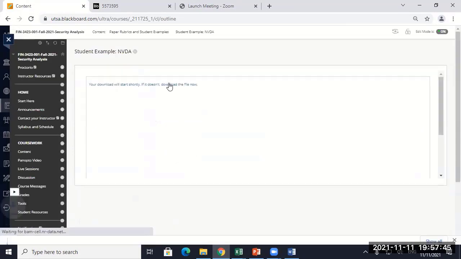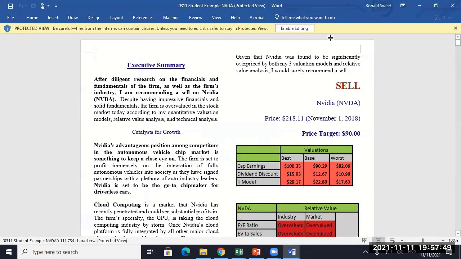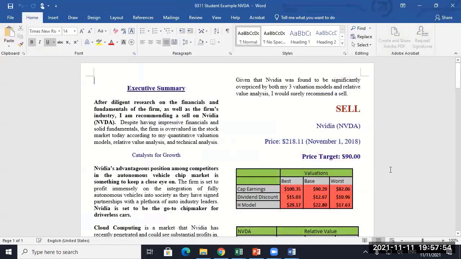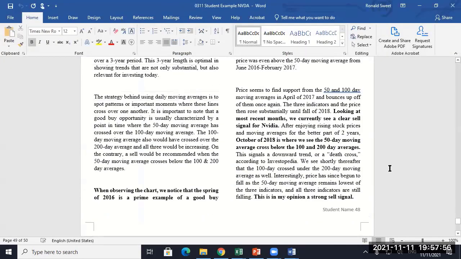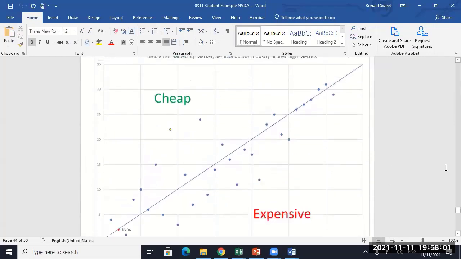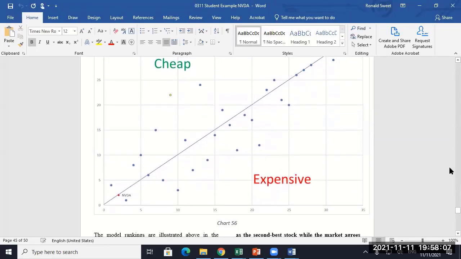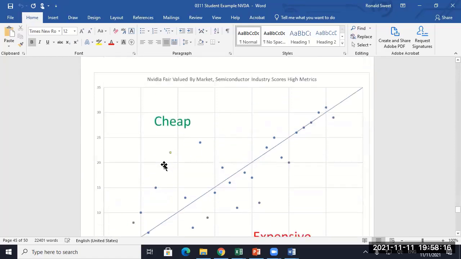Let me show NVIDIA. This was just a couple years ago, so not too far off. There's his model. You can see he didn't have the greatest model, judging by the R squared. I don't know if he even gave the R squared. There's his company right there. Obviously, NVIDIA is a very expensive company, but it's also a great company. So he's just saying, hey, it's a great company, but it's expensive. It's right where it should be.